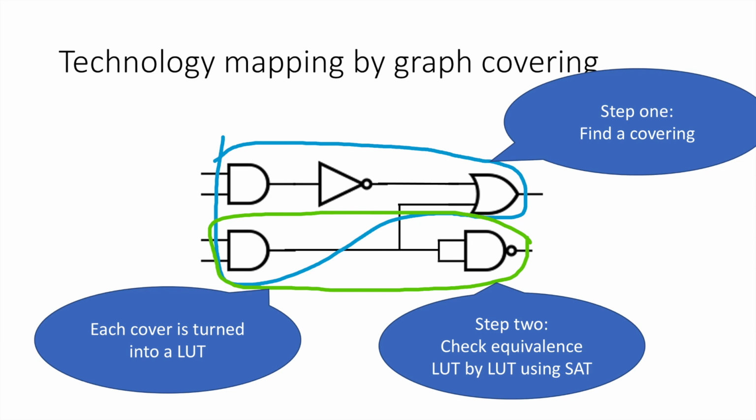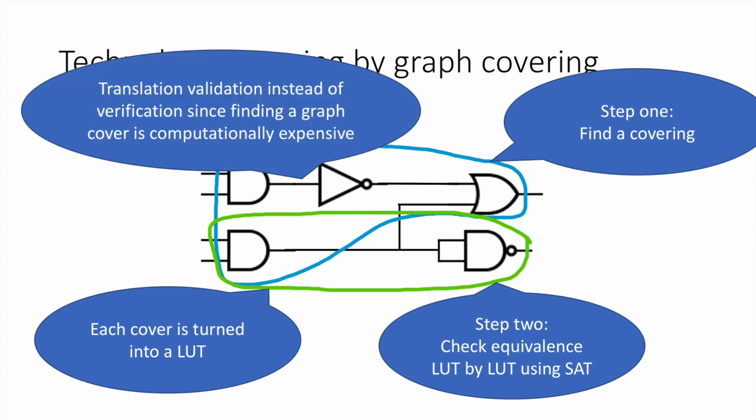So using HOL4 automation, we break down the equivalence problem into a series of small Boolean problems that can be solved by SAT solving. And then, using more HOL4 automation, we glue the results from SAT solving into a claim that the two netlists are equivalent. And we use translation validation here instead of verification because finding a graph cover is computationally expensive, and using translation validation allows us to run the graph covering search outside our logic instead of inside it.